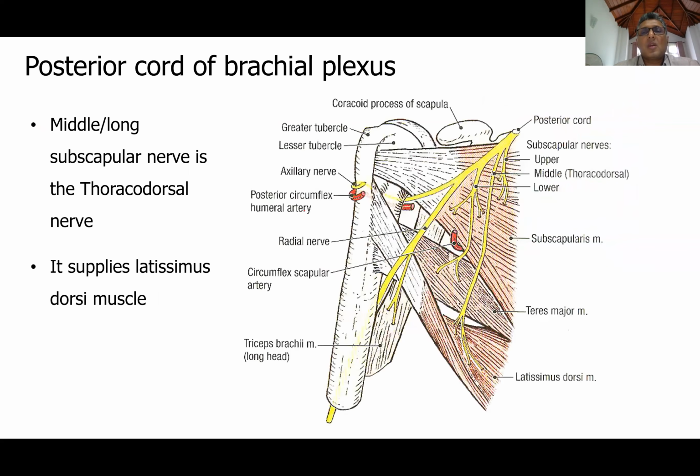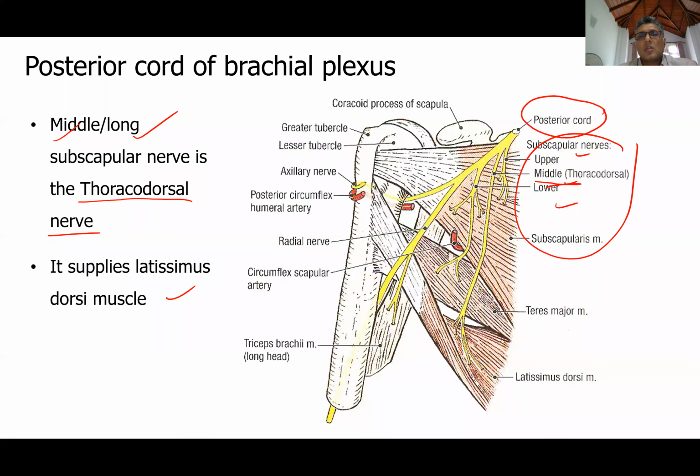Now, if you look at the posterior cord here, just to show you, this is your posterior cord. Now, I said there are 3 subscapular nerves, upper subscapular, middle subscapular and lower subscapular. Now, the middle subscapular one happens to be the longer one. As you can see here, it's the longer one. So, you can either call it middle subscapular or long subscapular nerve. Different terms are used by different people, but the more acceptable term is the thoracodorsal nerve, which is the nerve that supplies the latissimus dorsi muscle. So these make 3 branches from the posterior cord. Then you get the axillary nerve and the radial nerve. Okay, it's easy.